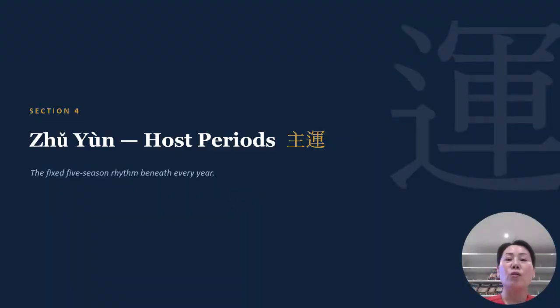Section 4, the Zhu Yun, the host period. This is the steady, dependable layer, the regular seasonal rhythm that sits beneath every year, no matter what the Darwin is doing. 5 periods, always the same order, the same dates each year. Let me show you the calendar and what each period means for the body.